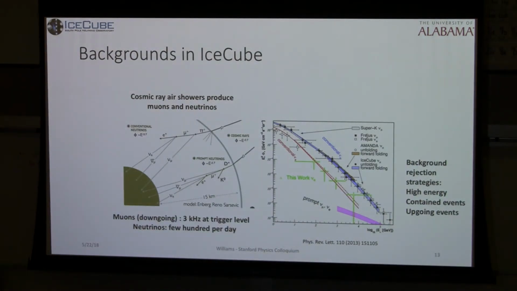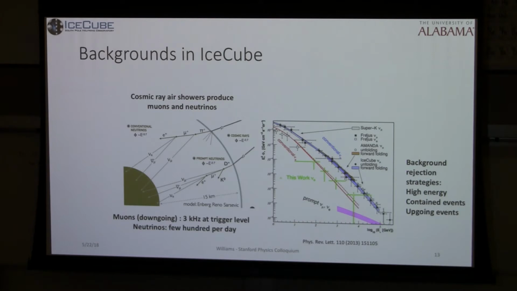So our backgrounds mostly come from cosmic ray air showers. Cosmic ray air showers produce muons and neutrinos. And the muons, they come to us from above. They're a downgoing signal. And that is the vast majority of our signal at trigger level. It's about 3 kilohertz of muons at trigger level. Neutrinos can come to us from above. We don't see them so much because of the muons, but they also come to us from below because they are low enough in energy to get all the way through the Earth.